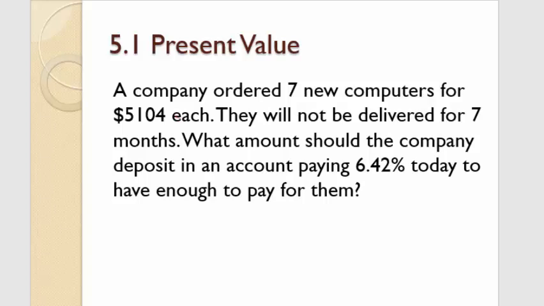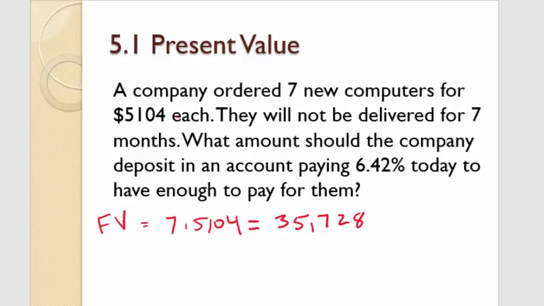We have the future value because in 7 months we are going to owe $5,104 times 7. So that means that we're actually going to owe 7 times $5,104, which equals $35,728. This is our future value that we will owe in 7 months.